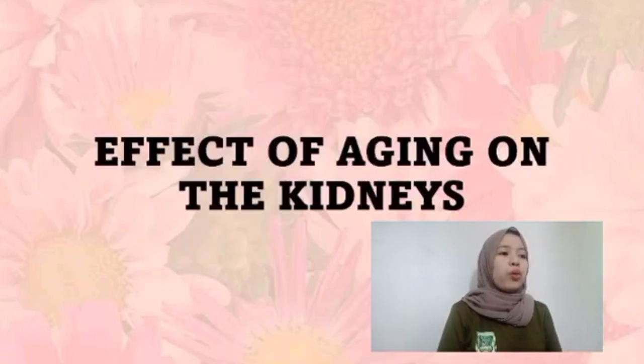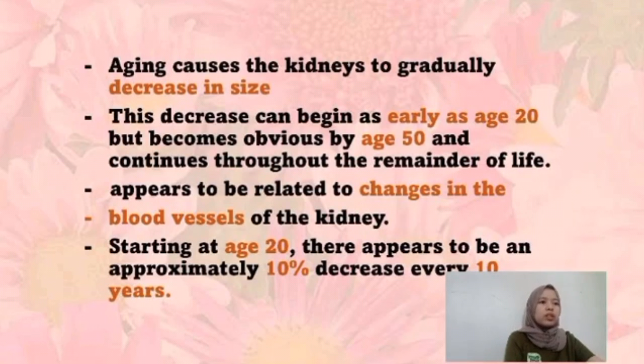Today I'm going to discuss all about the effect of aging on the kidneys. Aging causes the kidneys to gradually decrease in size. As we get older, our kidneys decrease in size. This decrease can begin as early as age 20, but becomes obvious by age 50 and continues throughout the remainder of life.